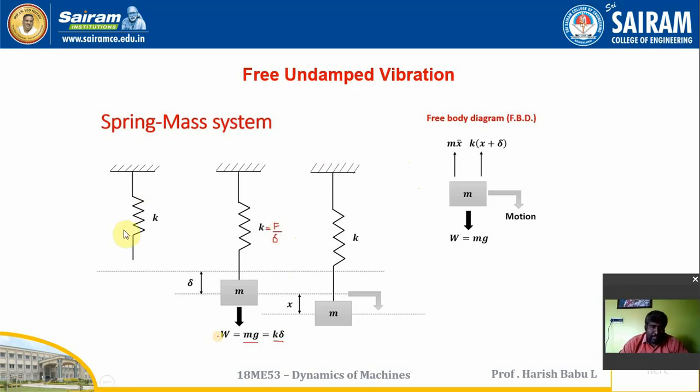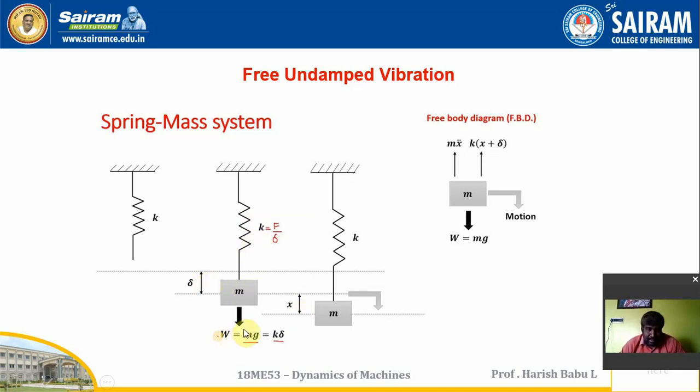Initially, the spring is not attached to a mass. The spring has the stiffness K, so it is left as it is. When I attach the mass to the spring, the spring is going to expand. That expansion or elongation is denoted as delta. So the spring will start to expand. The spring force will be, stiffness K is equal to F by delta, or force will be equal to stiffness into the distance traveled, that is delta.